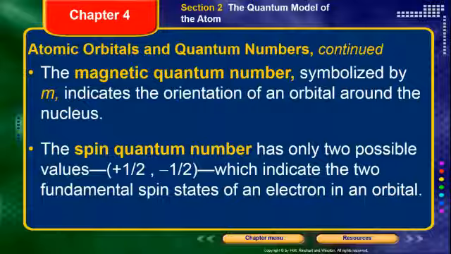Then lastly, the fourth one, the most recent one, the spin quantum number. And while the other 3 quantum numbers have several different possible values, the spin quantum number does only have 2 possible values, plus half or minus half. Colloquially, those are referred to as upspin or downspin. So we're talking about plus half, minus half, aka upspin, downspin. If you hear me use those interchangeably, try not to worry about it. And these indicate the 2 fundamental spin states of an electron in an orbital.